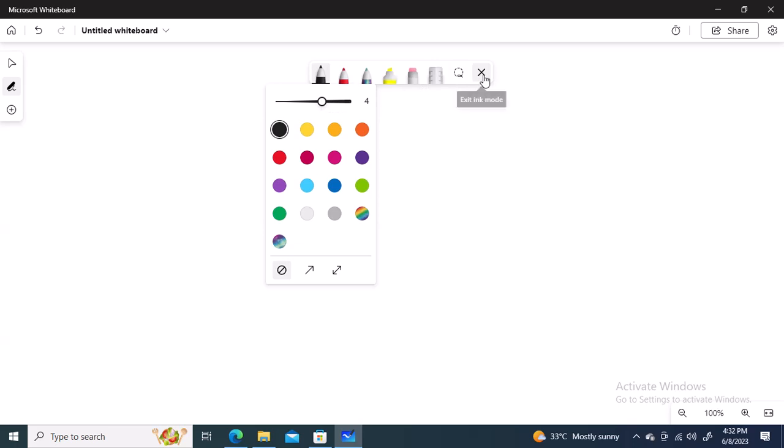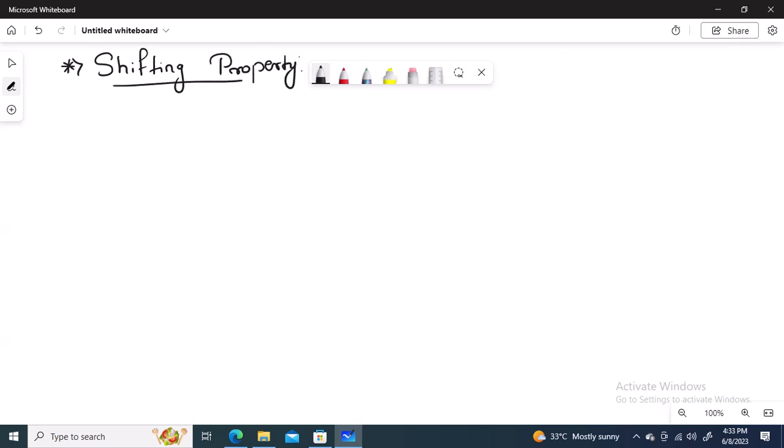Let me go with the next important property, that is called the shifting property. The next property is what we call the shifting property. So what it says, I'll write the statement.